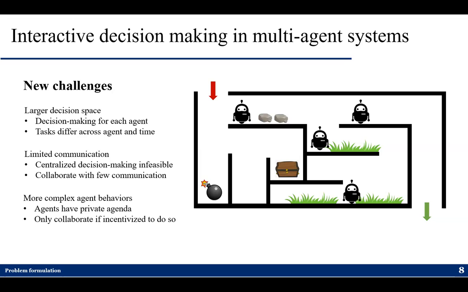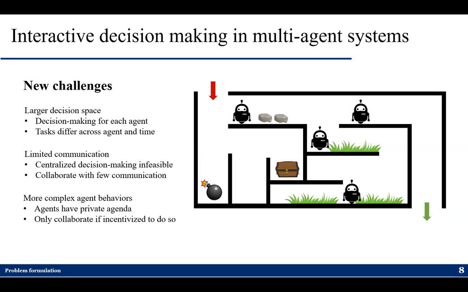And also for multi-agent systems, there could be some pretty complicated relations or behaviors among the agents. For example, we may have some agents that have a private agenda. They have a slightly different objective from the others, and they are unwilling or have some intrinsic concerns about collaboration. In this case, we need to design some incentive mechanism to incentivize the clients to actually collaborate with each other by sharing their observations.